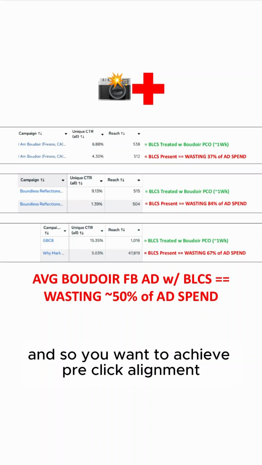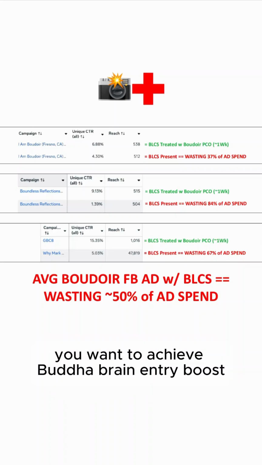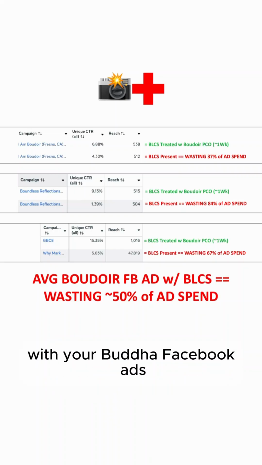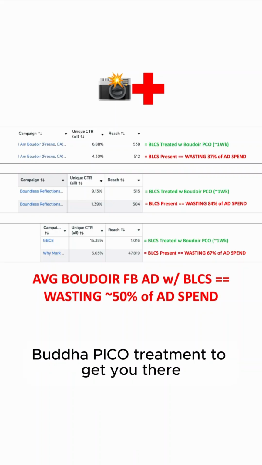And so you want to achieve pre-click alignment. You want to become a dominant Boudoir advertiser. You want to achieve Boudoir brain entry boost with your Boudoir Facebook ads. And you want the treatment, Boudoir PCO treatment, to get you there.